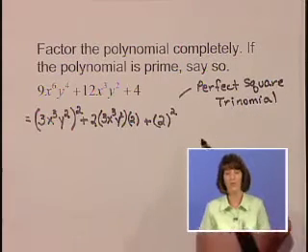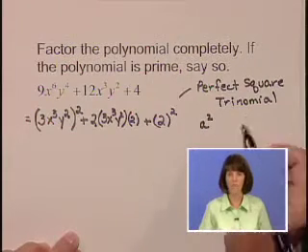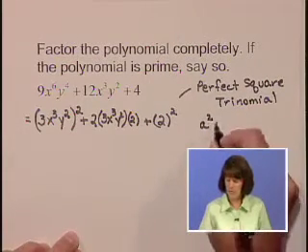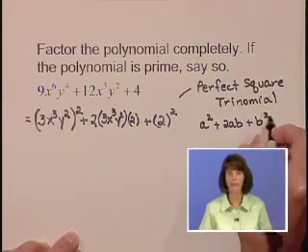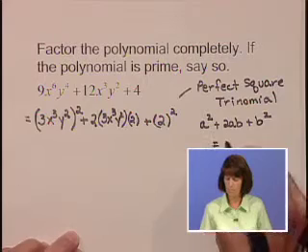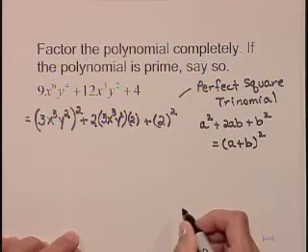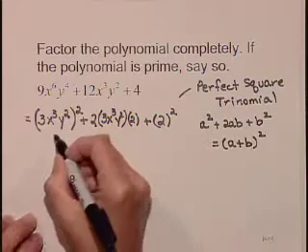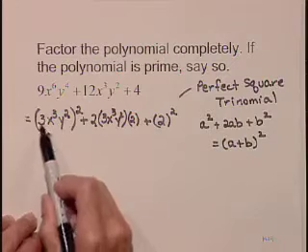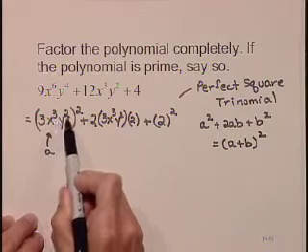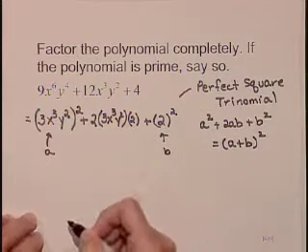The factorization for this perfect square trinomial is going to fit this format or formula: a squared plus 2ab plus b squared will factor as the quantity a plus b, squared. In our polynomial, a is represented by the quantity 3x to the 3rd y squared. B will be represented by the value 2.